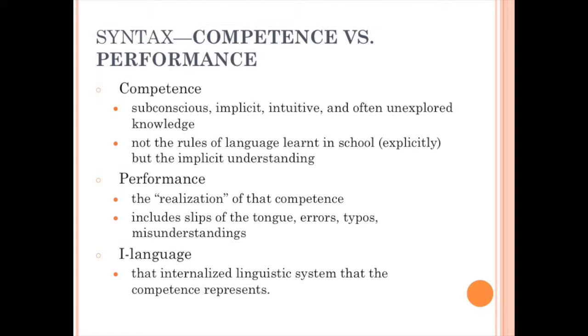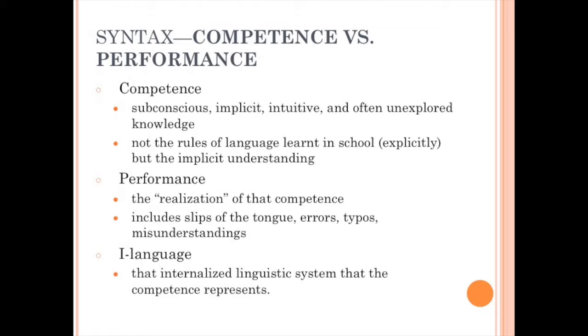Competence refers to the subconscious, implicit, intuitive, and often unexplored knowledge native speakers have of the grammar of their native language. Not the rules of the language learnt in school, explicitly, but the implicit understanding. They know certain things to be correct and are able to do certain things and reject other things. A native speaker of English would know, "She isn't here, isn't she?" is incorrect, even if they can't explain why. Note that very similar structures do exist in other languages, just not in English.